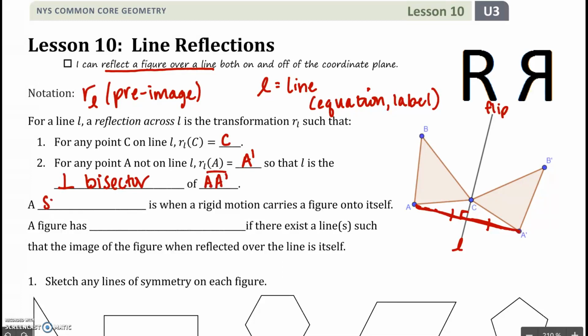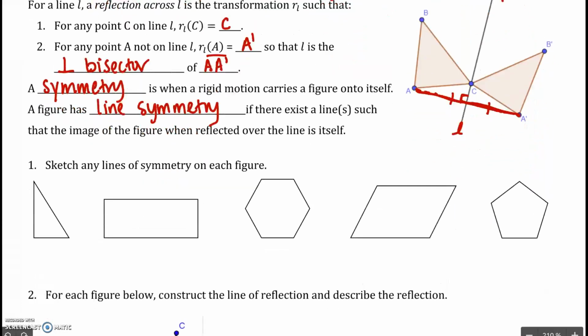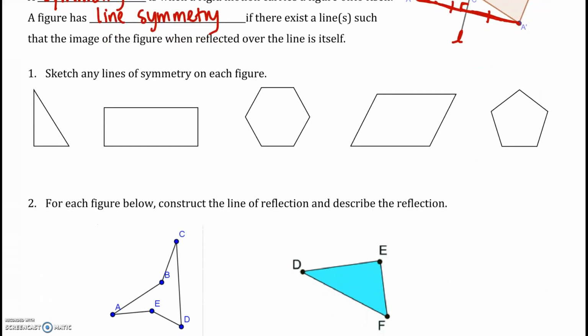Okay, another concept we're going to talk about is the concept of a symmetry. A symmetry is when you have an object that has a rigid motion performed onto it and it lands back onto itself. Line symmetry means that you can flip an object over a line of reflection and land it back on top of itself, so you can't tell which one's the image and the pre-image because they're on top of each other. You can't do that to this particular right triangle.